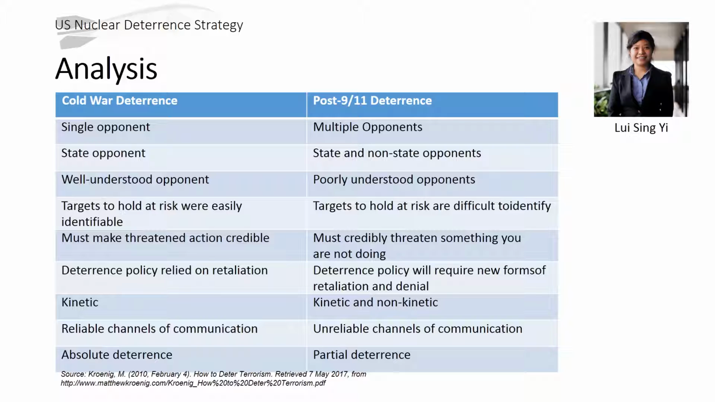This table is used to illustrate the differences between Cold War deterrence and post-9/11 deterrence. For example, the US had only a single opponent during the Cold War, which was Russia, while in post-9/11 deterrence, they have multiple opponents, even non-state opponents such as terrorist groups. And after the 9/11 events, the US has poorly understood its opponents. There are also other characteristics and criteria that have changed for an effective nuclear deterrence strategy. You may want to pause the slides to gain a deeper understanding of these differences.